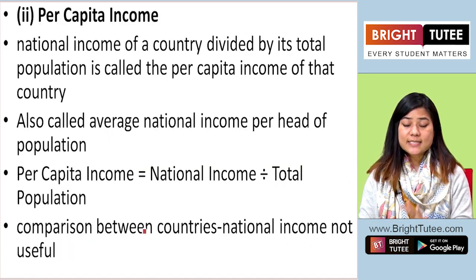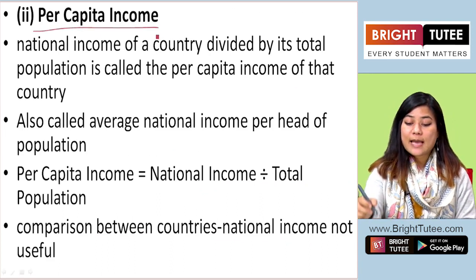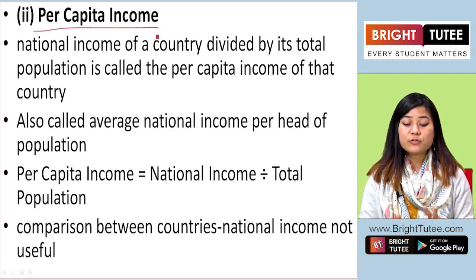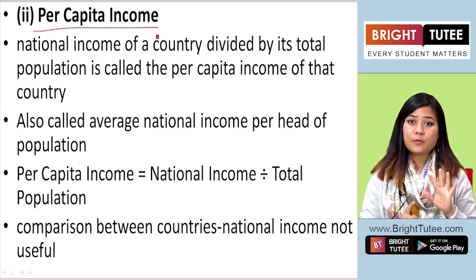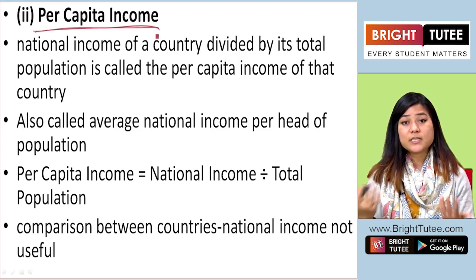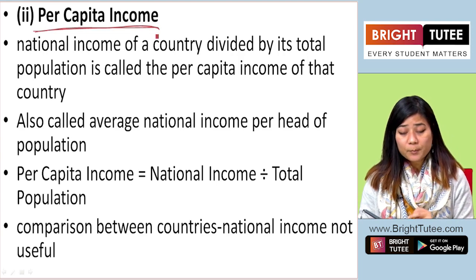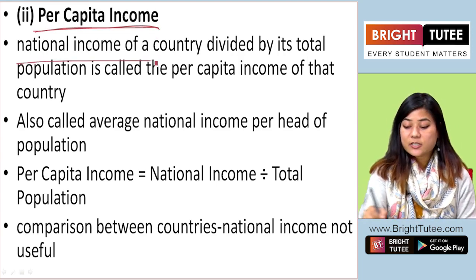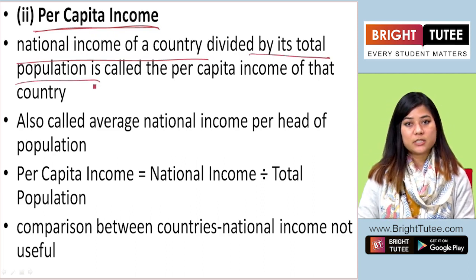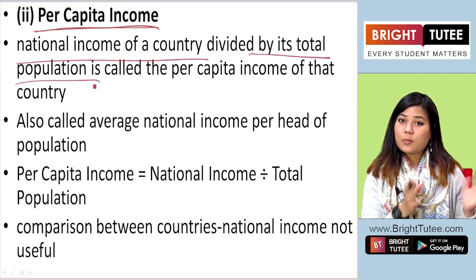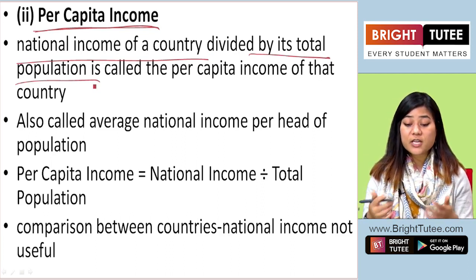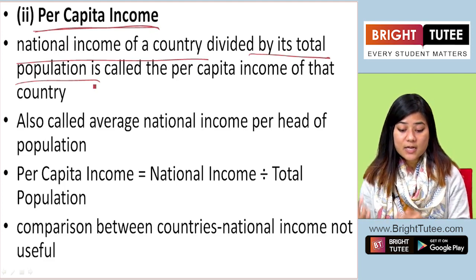So the next indicator is per capita income. In the beginning of this topic we said there are two indicators. One is national income, we have completed that. Now the next is per capita income. So what is per capita income? Per capita income is the national income of a country divided by its total population. So the national income which we just learned, if we divide that by the total population of a country, then we get per capita income.